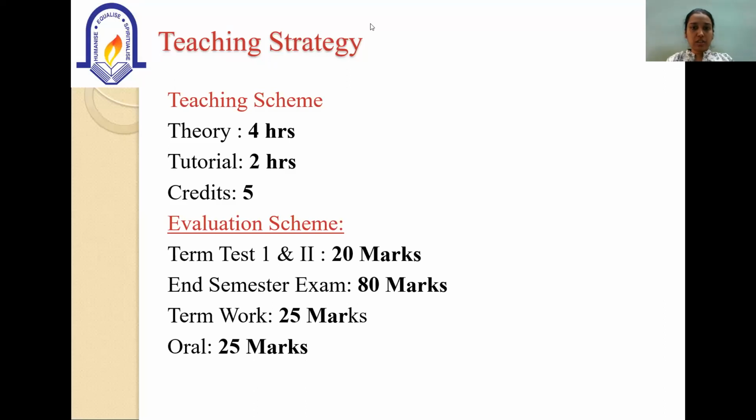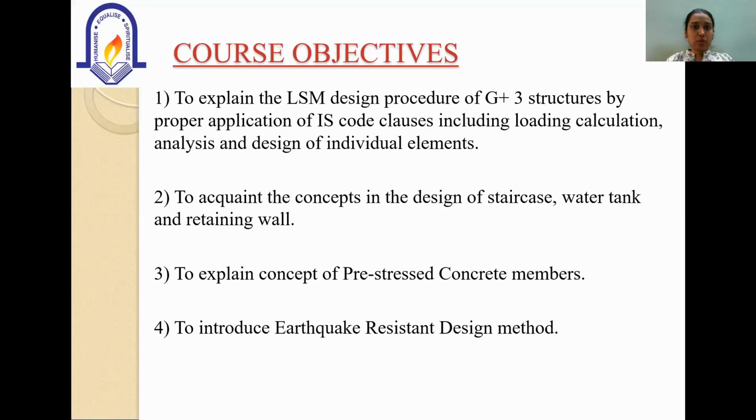Like this, the total DDRCS subject will include 150 marks, that is 80 marks written theory exam, term test of 20 marks, term work of 25 marks, and oral of 25 marks. Then before proceeding to the course objective, let me introduce your subject.